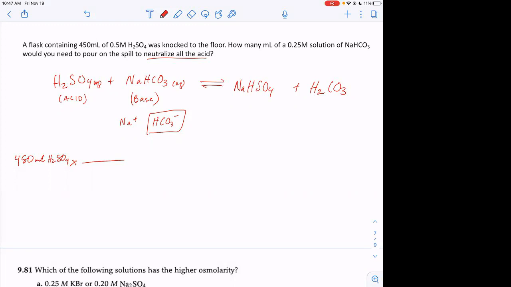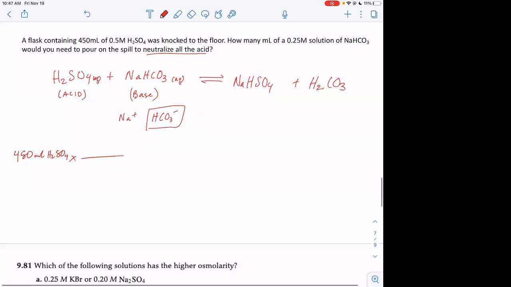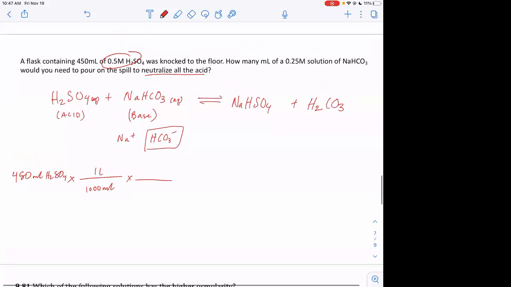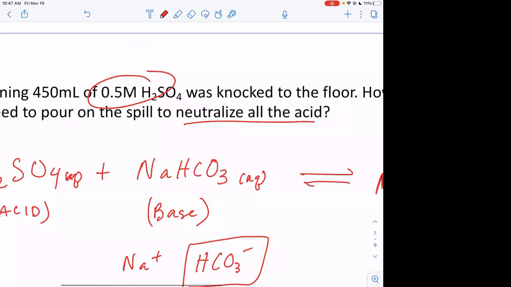Exactly, Gracie. She said convert to liters so that you can use the molarity, which is the 0.5 of the H2SO4 to convert to moles of H2SO4. So 1,000 milliliters, 1 liter. Now we're going to use the molarity. Okay, so 0.5 mole. I'm going to zoom in on this for a second. That's the same as 0.5 moles of H2SO4 per 1 liter, right? Molarity is moles per liter.